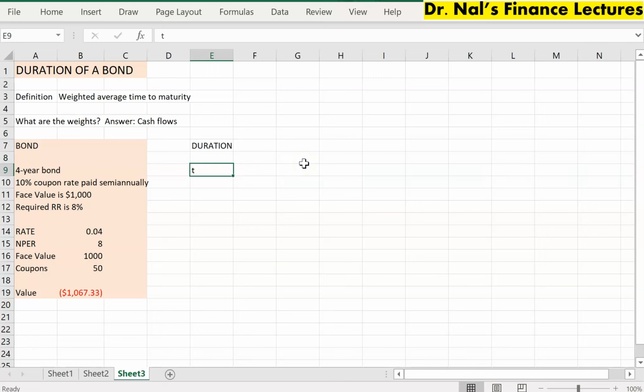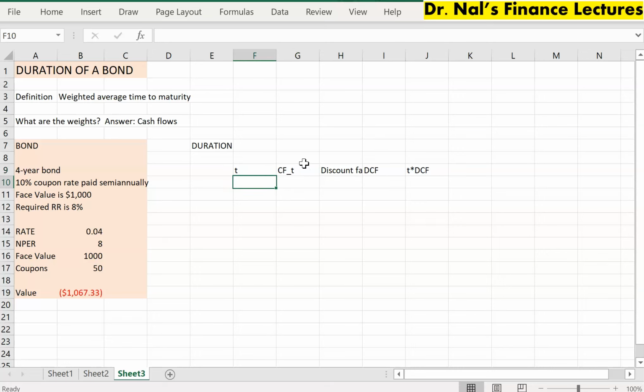I'm going to construct a table at this stage. So time here, the cash flows next to it at each time. And next we will have a discount factor, and then I need discounted cash flow, obviously, and finally the product of time times discounted cash flow. So what are the times?